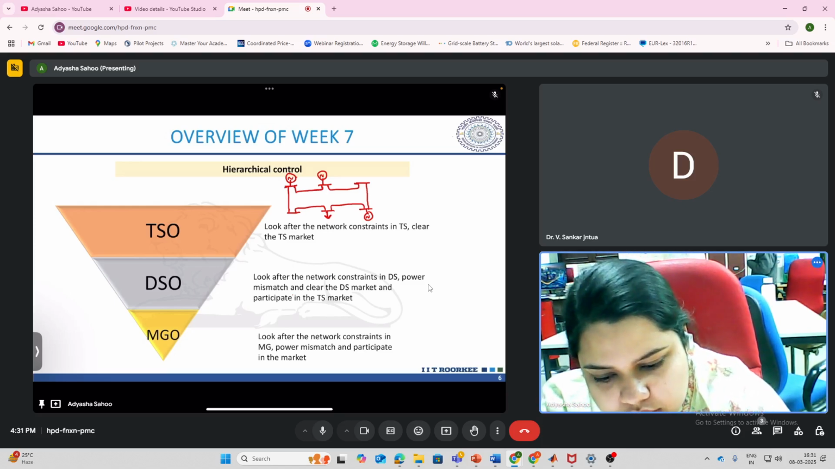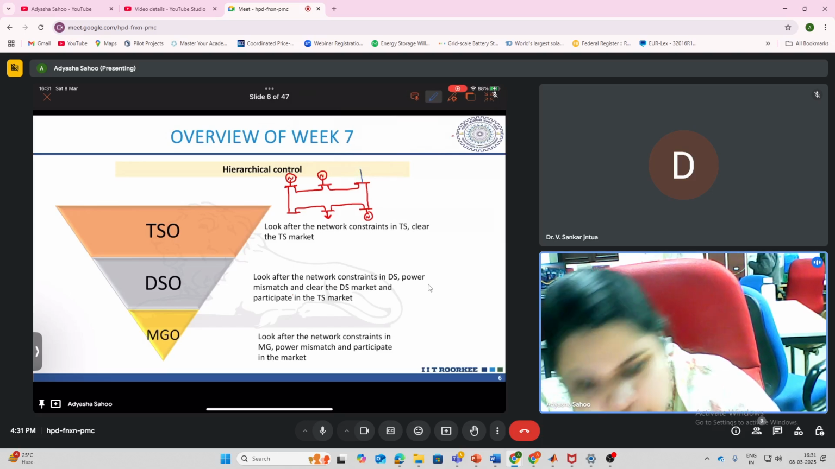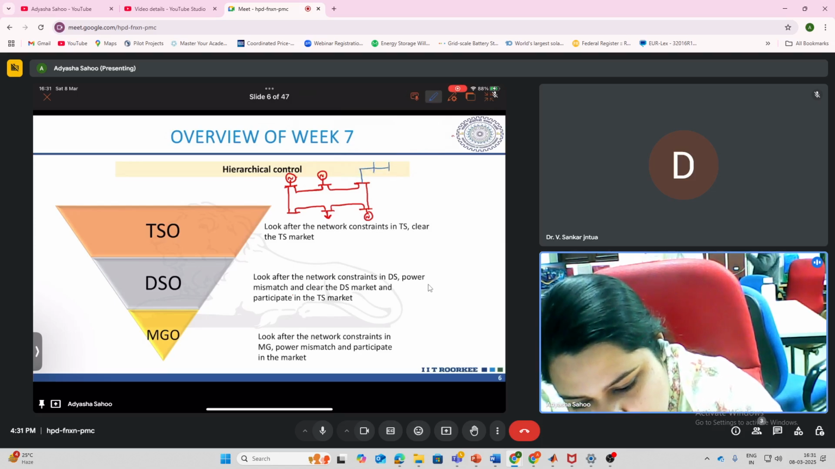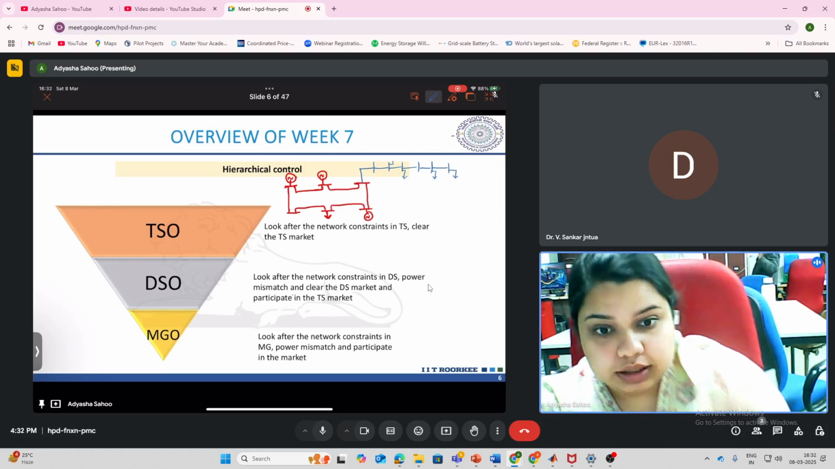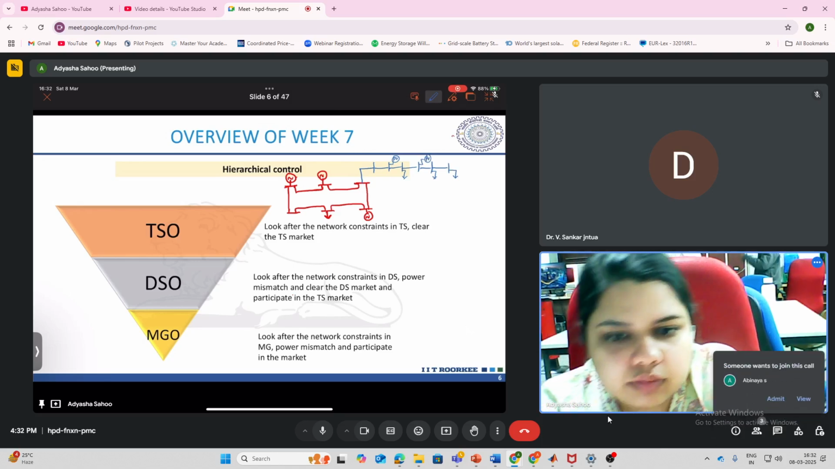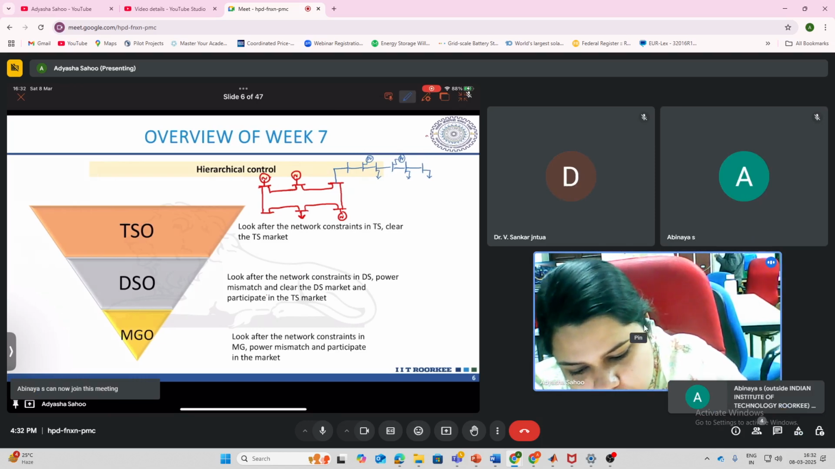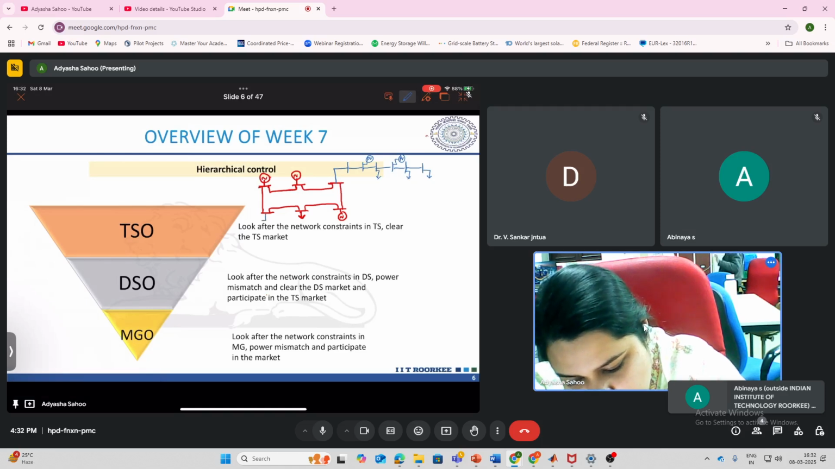Now, to this transmission system, you have a distribution system, various distribution systems connected at various locations. Distribution systems are radial in nature. So it will also have various loads. It will then have DGs or distributed generators, such as your PVs. So now this is a distribution system. Similarly, you can have another distribution system connected at this bus.